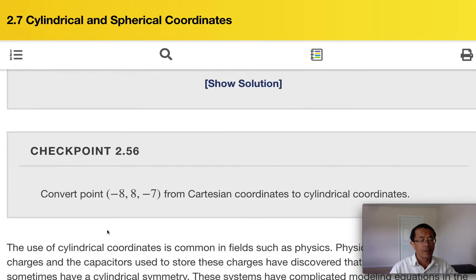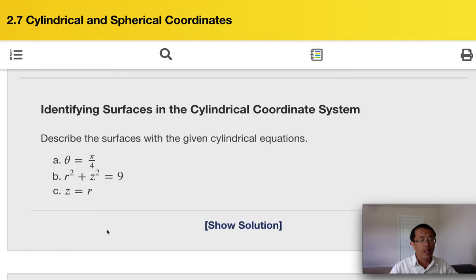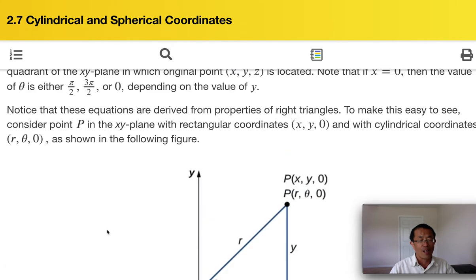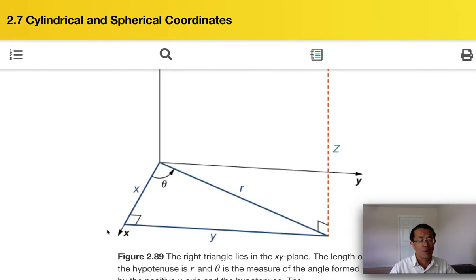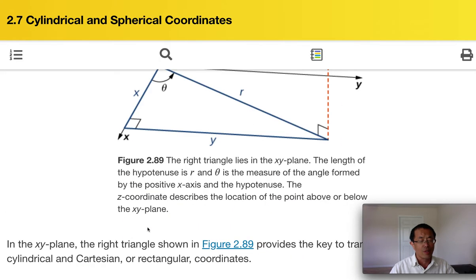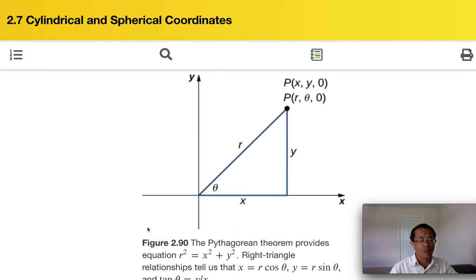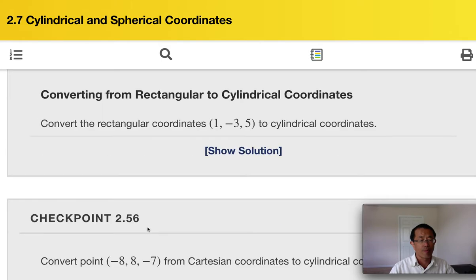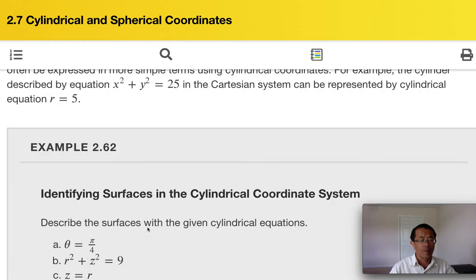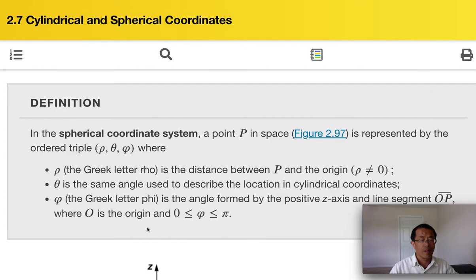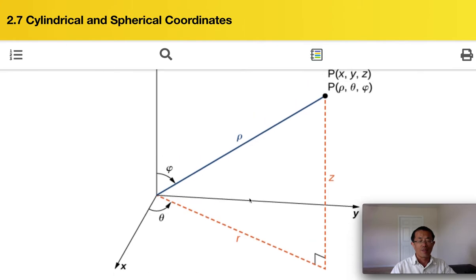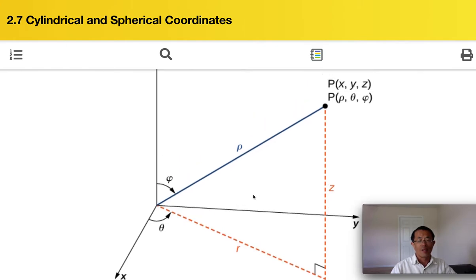Spherical coordinates, basically you will have to, well, I'm trying to find the graph. I believe there's a graph in the textbook that shows the idea of how spherical coordinates work. Yeah, this is what I'm looking for. Spherical coordinates here, okay. Spherical coordinates have a rho, theta, and a phi.